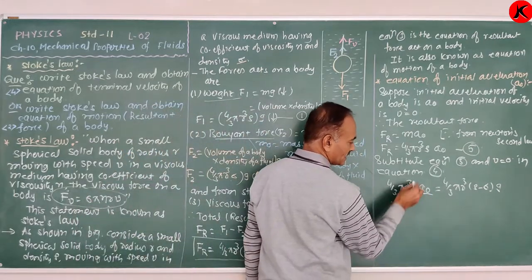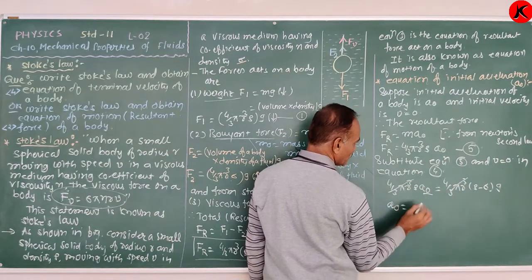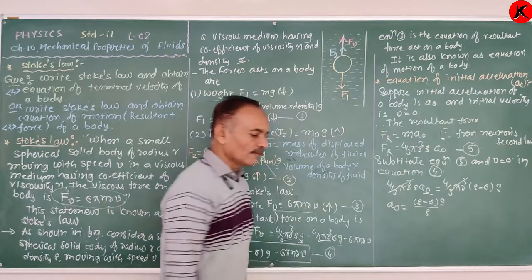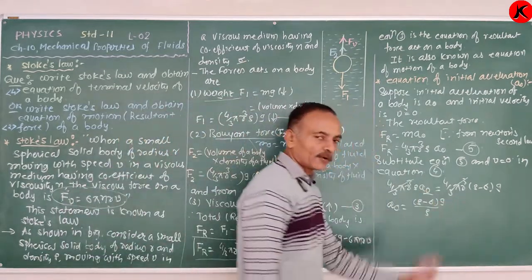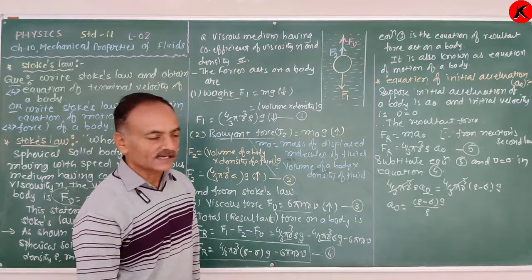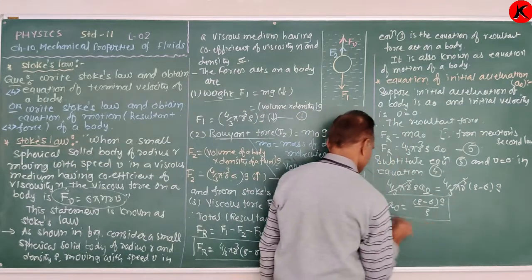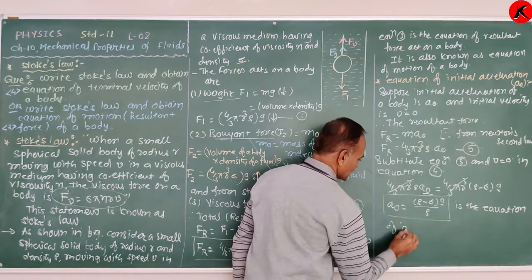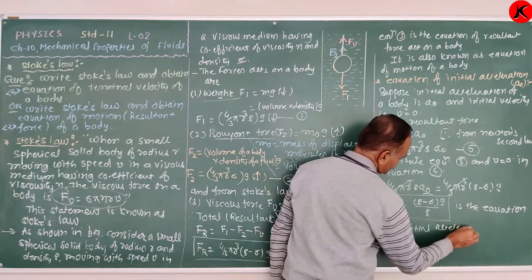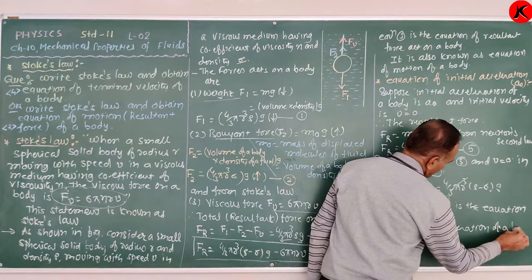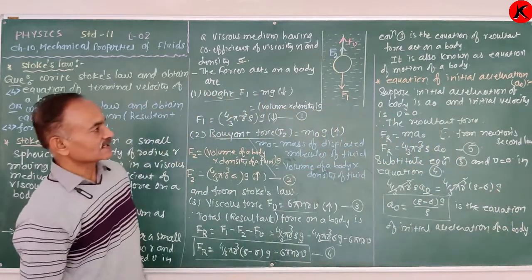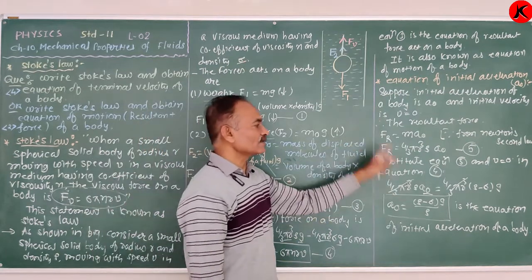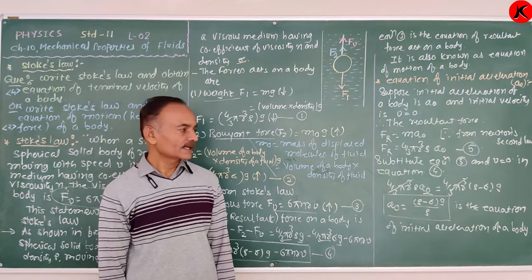We require a0. Here 4 by 3 pi r cube cancels. Therefore a0 is equal to rho minus sigma into g upon rho. Rho minus sigma into g upon rho is the equation of the initial acceleration of a body in a viscous medium. So sometimes the 2 marks question will also be asked this way: obtain the equation of the resultant force acting on a body and obtain the equation of initial acceleration of a body. Clear?